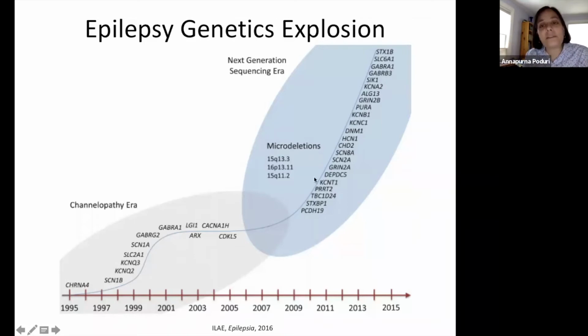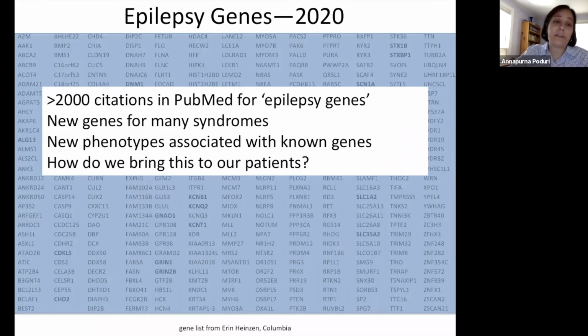So all of these things are more than any of us can keep in our minds and be aware of in a fluent way immediately. It really does require this group approach to be able to intelligently work through these and bring them to our patients. So as I was alluding to, there's lots and lots of genes. If you look up epilepsy in PubMed, you get several hundreds of genes, and there are new genes coming out for many syndromes. There's new phenotypes with known genes being published all the time. How do we make sense of this and bring it to our patients?